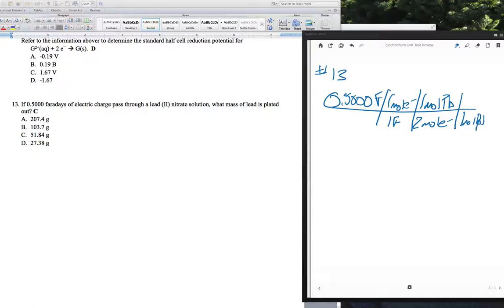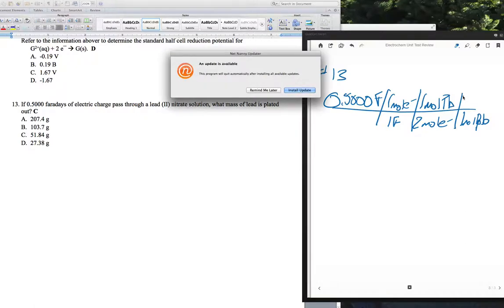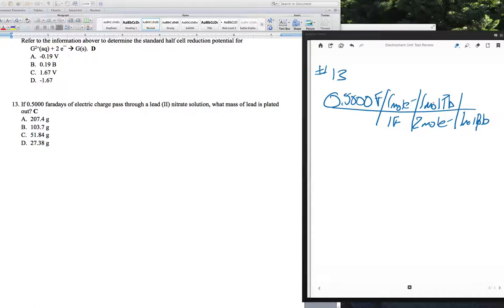Boy, this handwriting is off. Okay, somebody help me out. Isn't it like 200 something? No. What is it? I'll get my practice table out. Lead is 207.2.